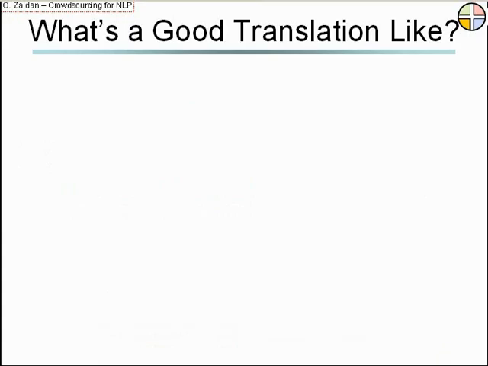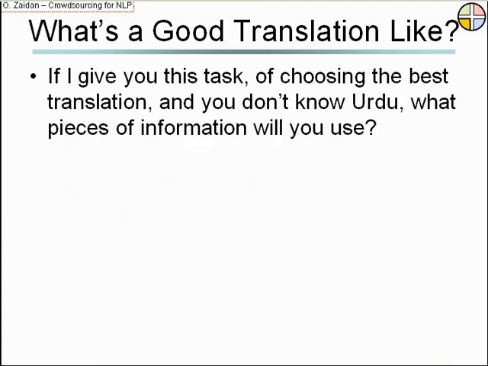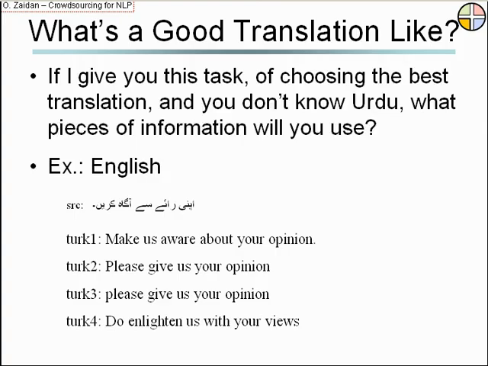Now, let's say I give you this task, and I want you to tell me out of the 4 translations that I got from Mechanical Turk, which one is the best one? How would you do this? What does a good translation look like? And I want you to assume that you don't understand Urdu. Well, one thing you would do is look at the sentences and say, if a translation looks like good English, then it's probably a good translation, right? So this is a property of the English translation without even looking at the source.